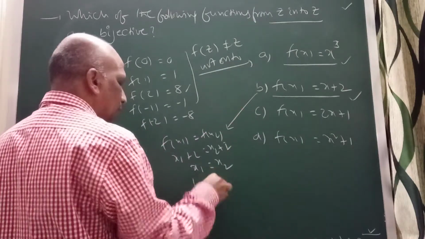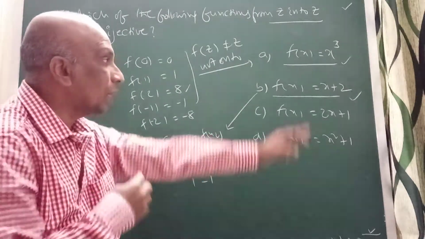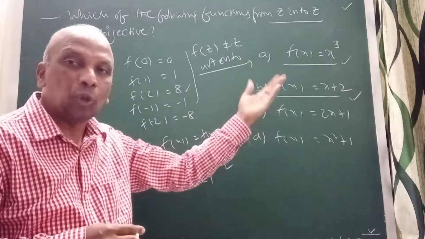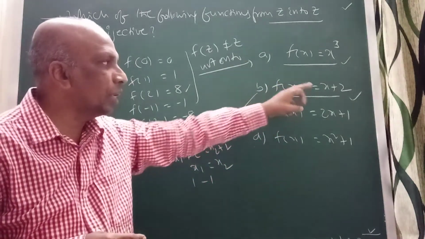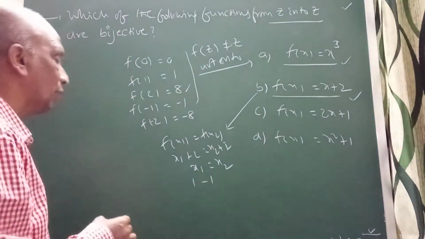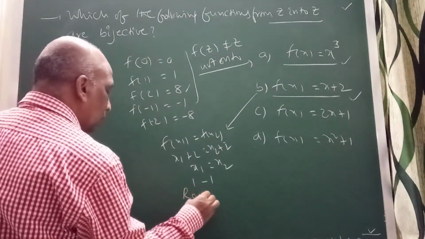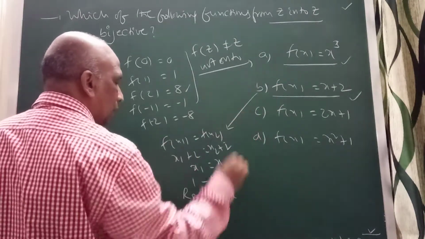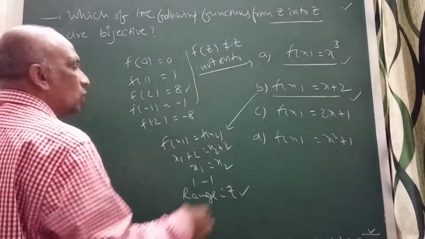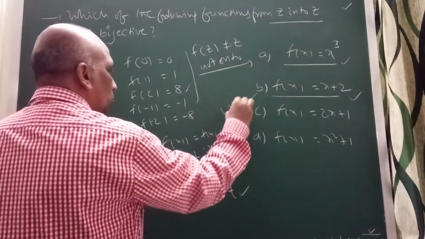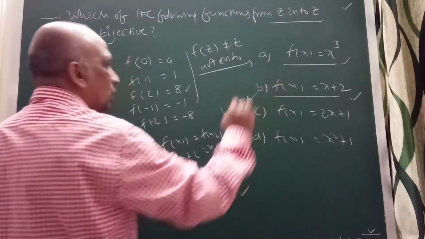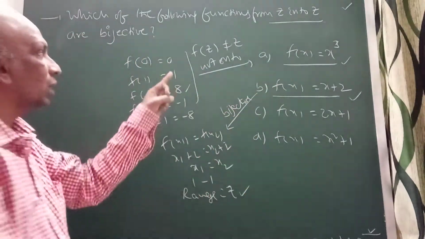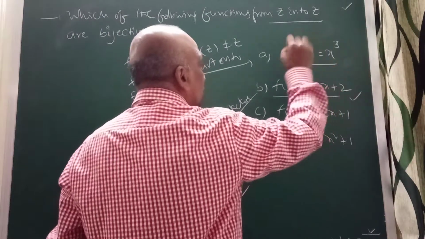It is one-one, and it is also onto. Write all the elements of the domain and take their images. It gives Z again. Clearly we know that the range is equal to Z. So this is onto, and this function is bijective. The earlier one, x cube, was not onto, so that one is not bijective.